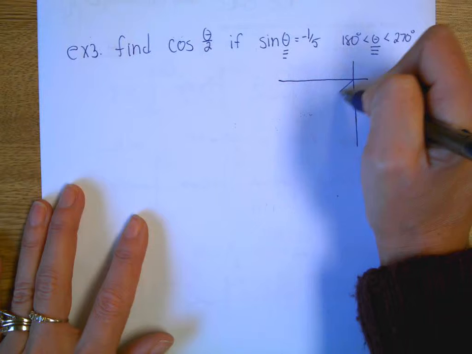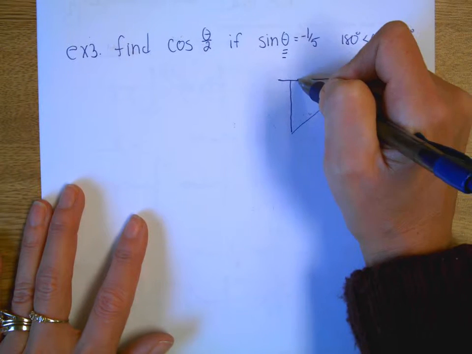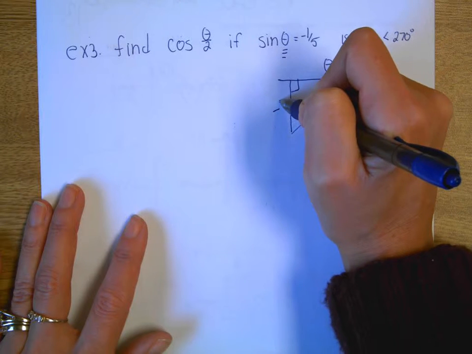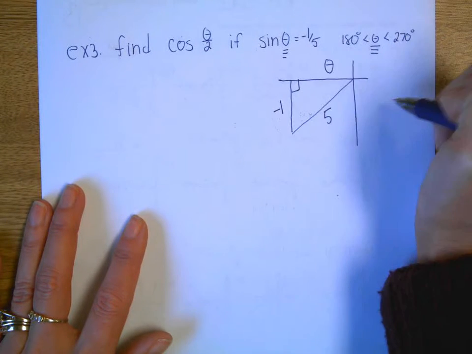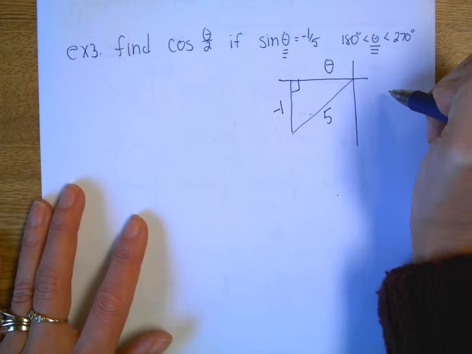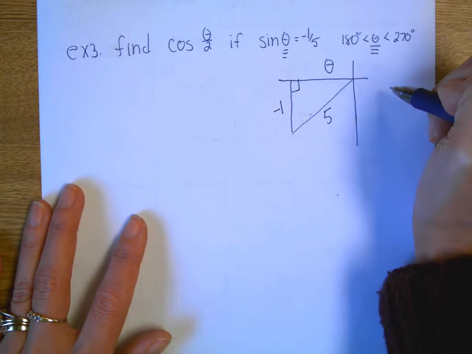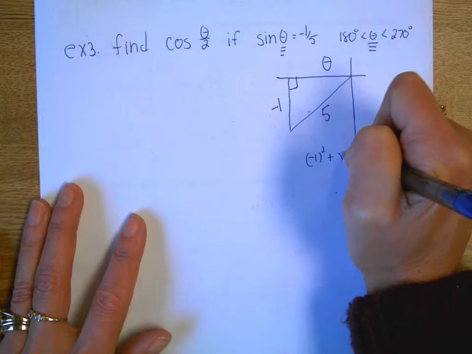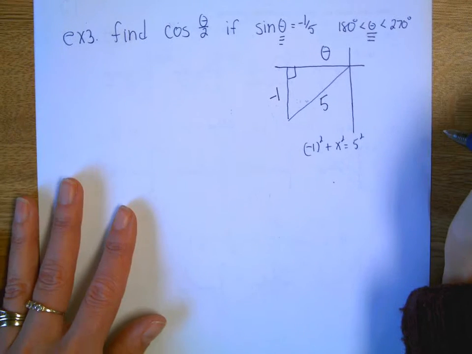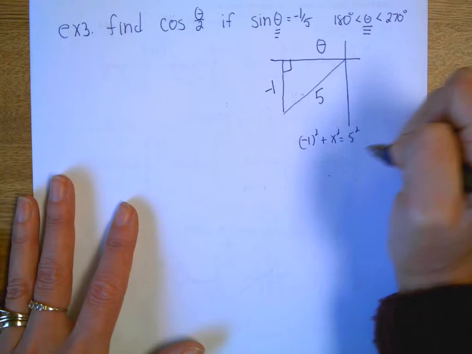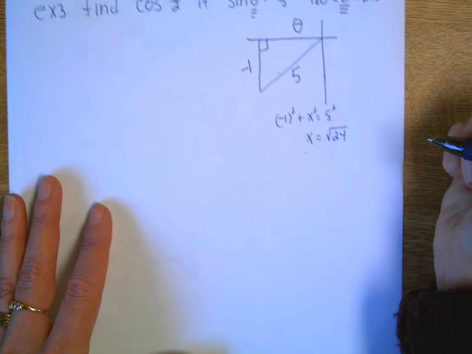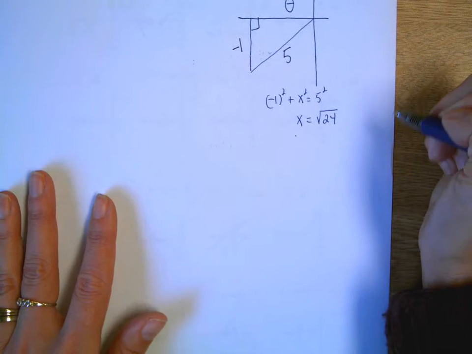So this is angle theta. Not half theta, not 2 theta, just plain old theta. I like to label it so I know what I've got going on. Sine is opposite over hypotenuse. The adjacent side will be, how good are you at doing that in your head? 25 minus 1 gives us 24, so the adjacent side is negative square root of 24. Can we simplify the square root of 24? Yes, 2 square root of 6.